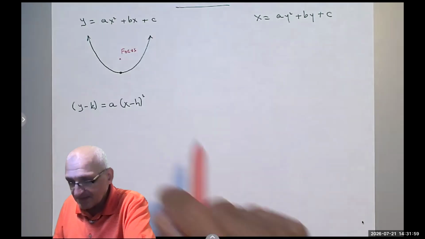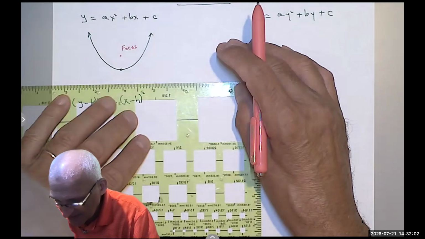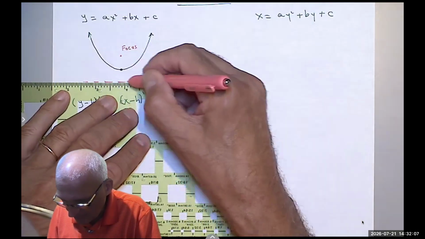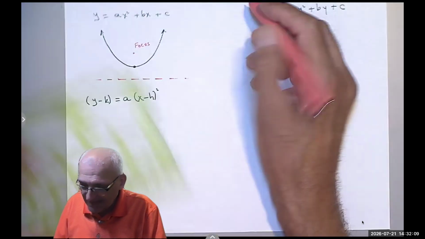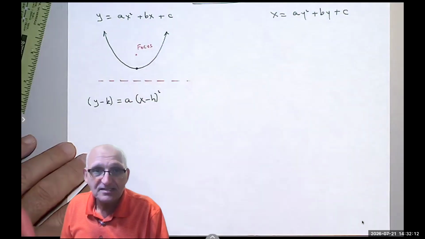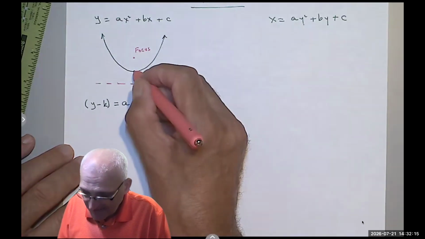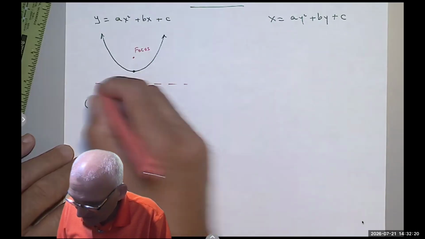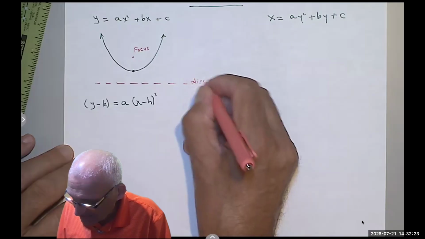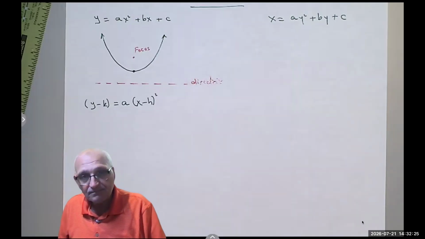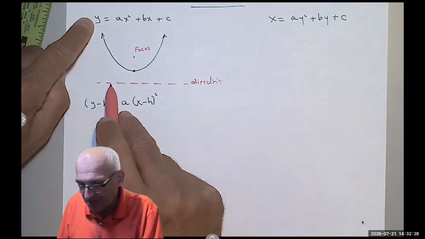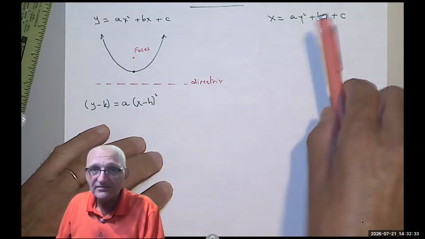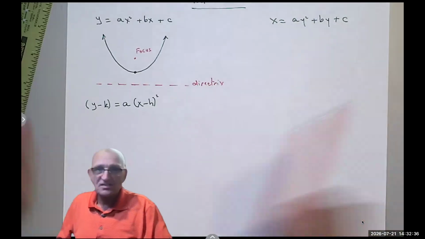Also, there is another line here, an imaginary line that we don't see, that is equidistant from the vertex. So the vertex is exactly midway between the focus and this point down here. And we call this line the directrix. Its equation is y equals something. If it's opening to the right or to the left, then the directrix would be x equals something.